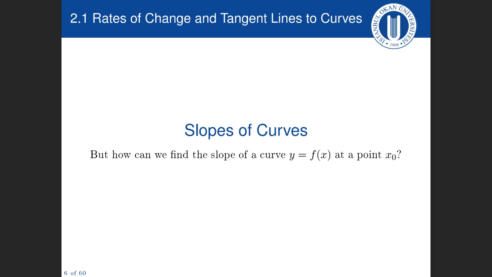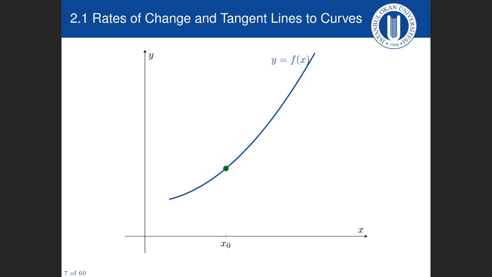But how can we describe the slope of a curve, let's say y is equal to f of x, at a particular point, let's say the point x0? Look at this function. What is the slope when x is x0? In other words, what is the slope of the blue curve at the green point?